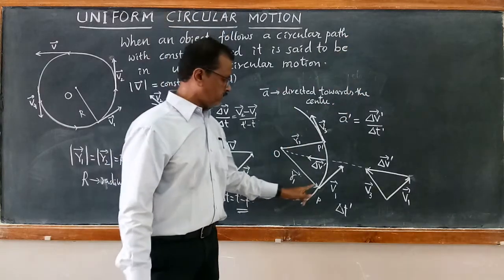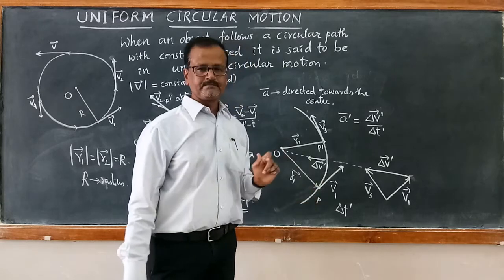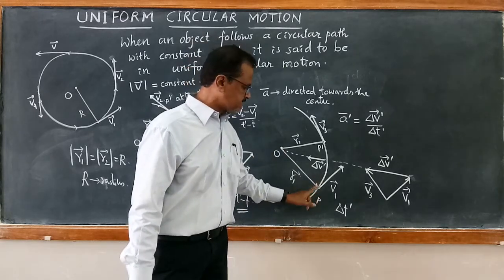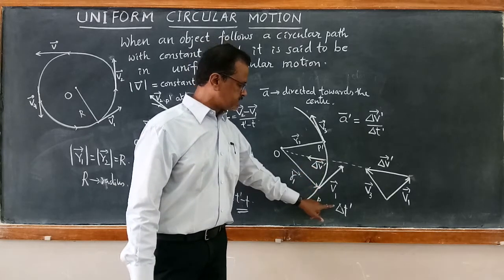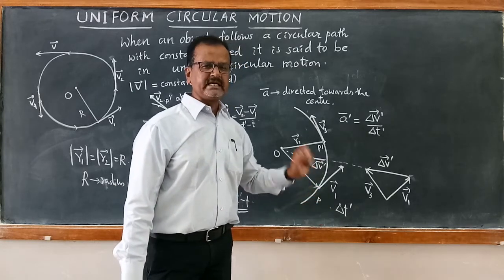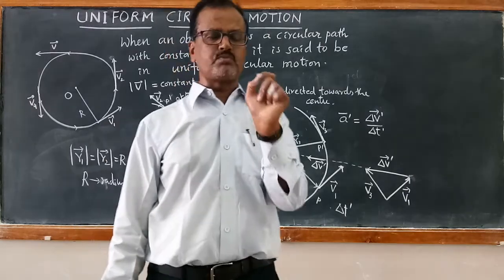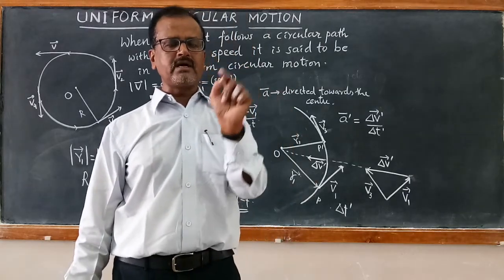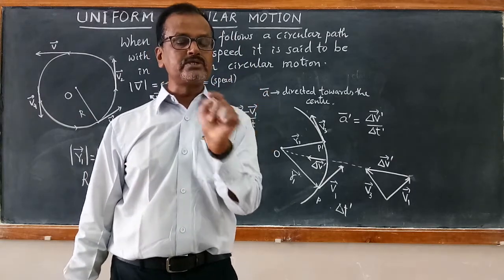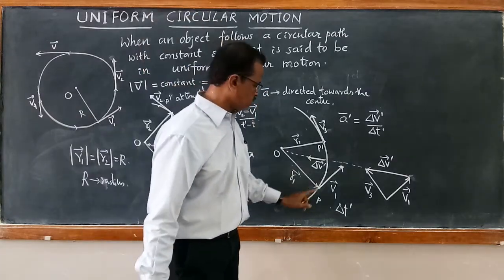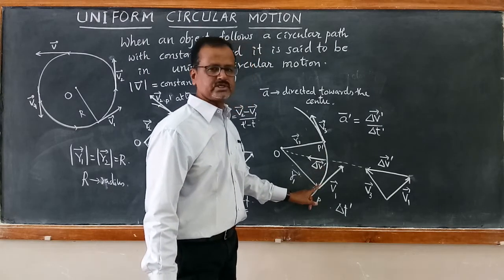I want to find out what is the instantaneous acceleration at point P. So in order to find the instantaneous acceleration at point P, I need to reduce this time interval exceedingly small, infinitesimally small. Time interval delta t exceedingly small means tending to 0. So when it tends to 0, the point P dash will be almost lying close to this.